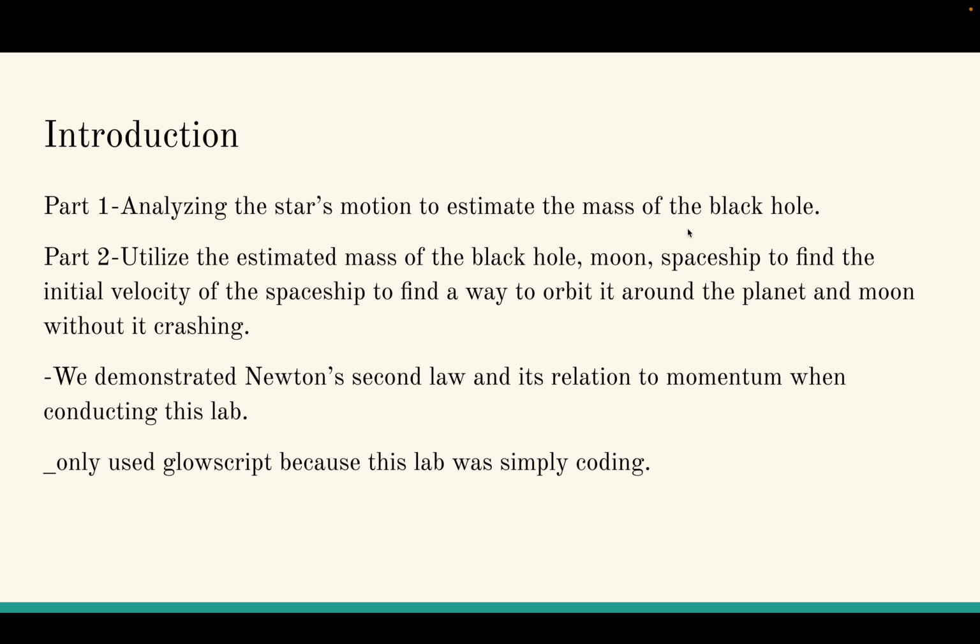And to get into the introduction, we have two parts for this lab. Part 1 is analyzing the star's motion to estimate the mass of the black hole. Part 2 is utilizing the estimated mass of the black hole, mass of the moon, and spaceship to find the initial velocity of the spaceship, to find a way to orbit around the planet and the moon without it crashing. We demonstrated Newton's second law and its relation to momentum when conducting this lab, and only GlowScript was used because it was simply coding.